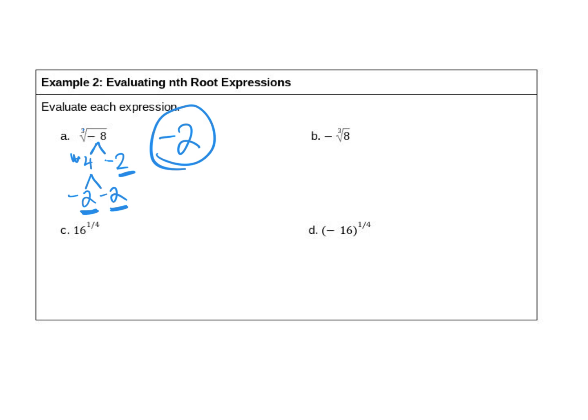Okay, this one is kind of similar, except the number under the radical, that 8, is a positive. So we are looking for what you could split that up into and get a positive 8.